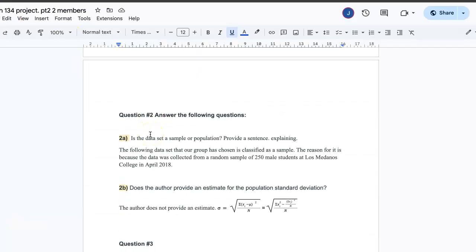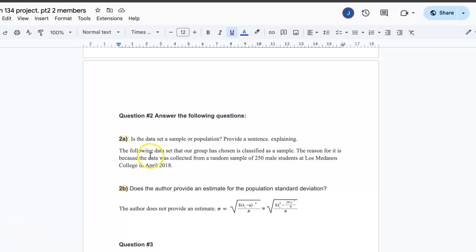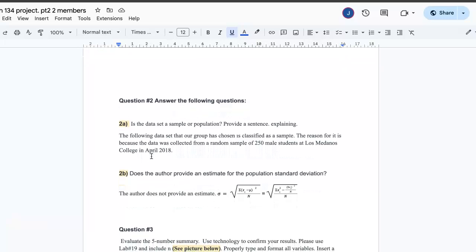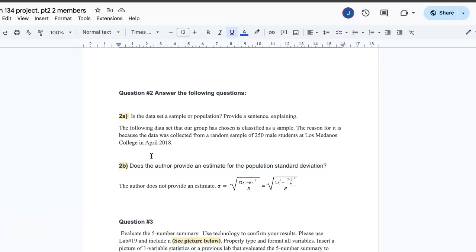As we move further down, the question asked is the following. Is the data set a sample or population? Now, the author does not provide an estimate of whether it is a population or a sample. But throughout our investigation, we managed to conclude that the given data that we have is a random sample.